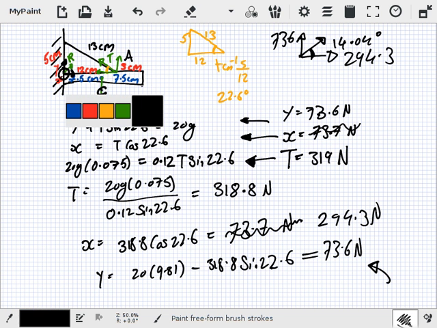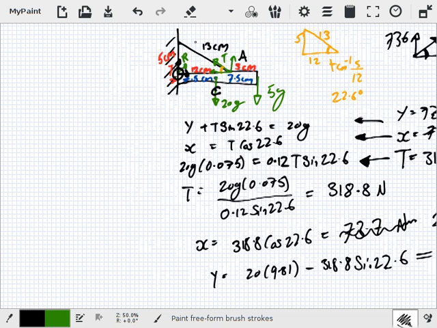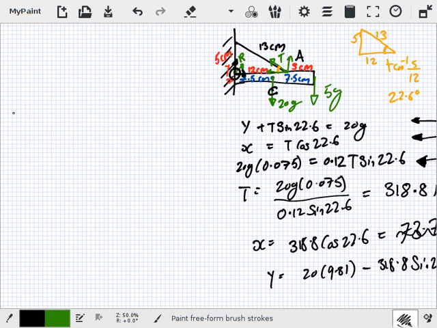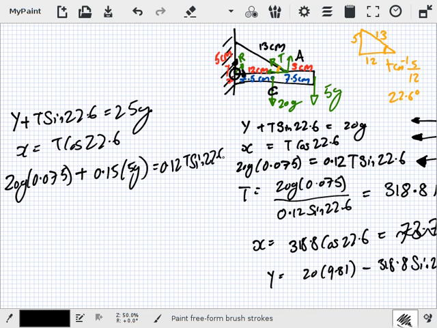There's an extra part where you just stick on a 5g at the end here. So it just means your equations now become this: y plus T sine 22.6 equals 25g. X is still equal to T cos 22.6, and then the turning force, you'll have 20g times 0.075 plus 0.15 times 5g equals 0.12 T sine 22.6.